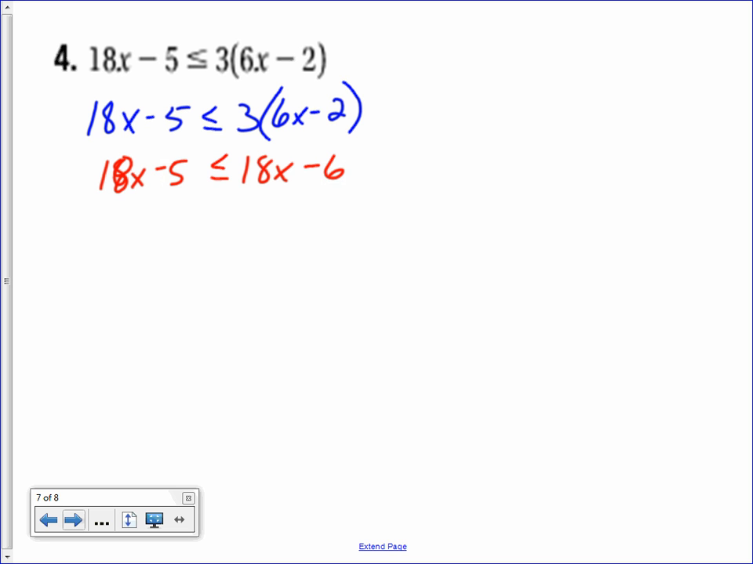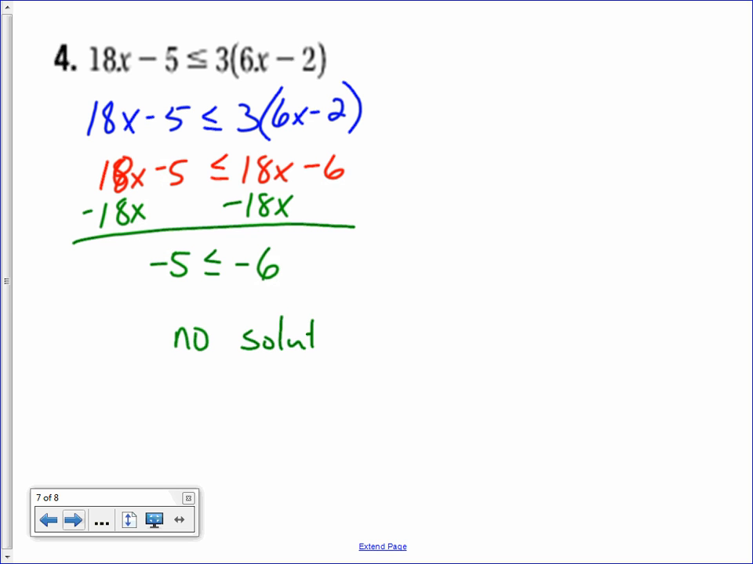So if I get the x's together on the same side, I would subtract the 18x. And once again, the x's cancel out on this one. So I get negative 5 less than or equal to negative 6. So we have to ask ourselves, is negative 5 less than or equal to negative 6? And hopefully we are saying that no, that is not a true statement. So we would say that there is no solution.